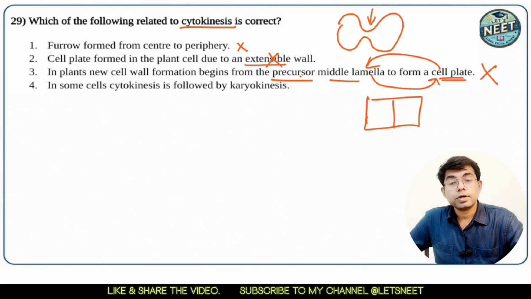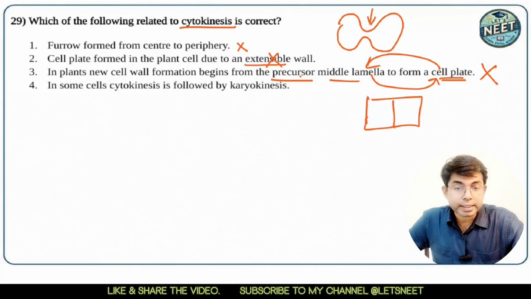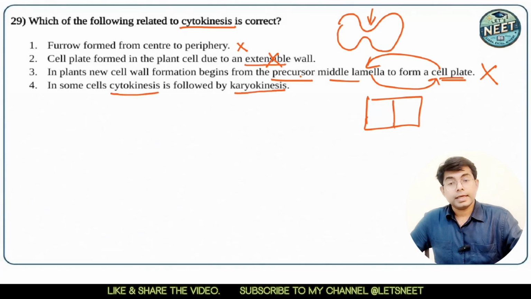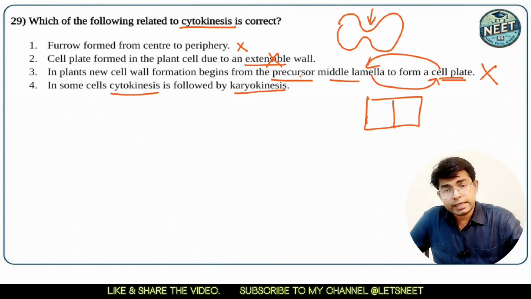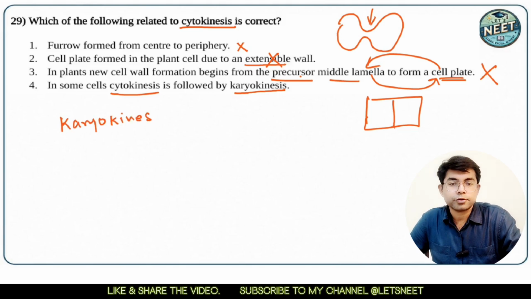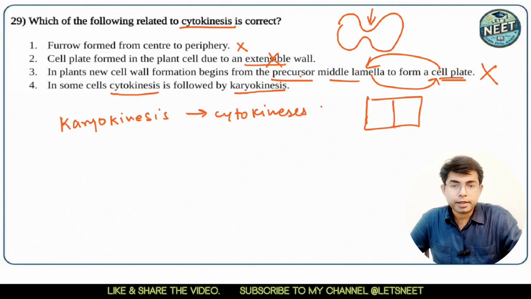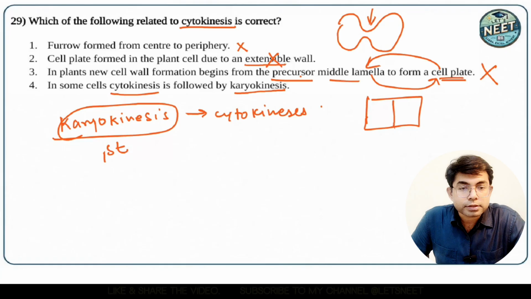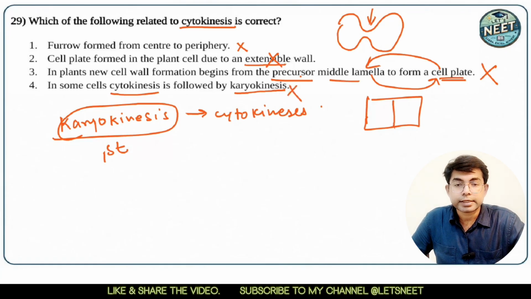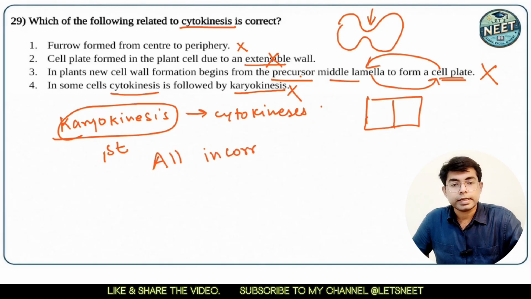In some cells, cytokinesis is followed by karyokinesis. Cytokinesis followed by karyokinesis? Here if you see, first what happened? Karyokinesis. And then we see cytokinesis. It is never that cytokinesis will be followed by karyokinesis. Always karyokinesis will be first. Never does cytokinesis happen first. So this is also wrong, right? So all of them are wrong here. All are incorrect.